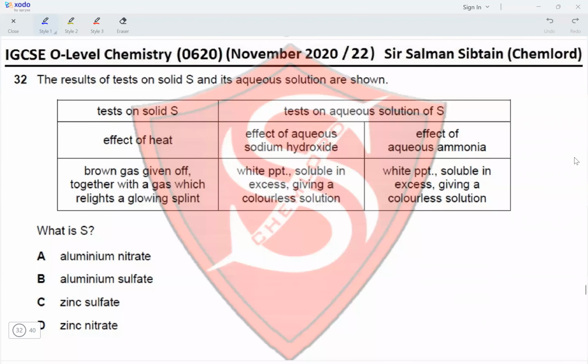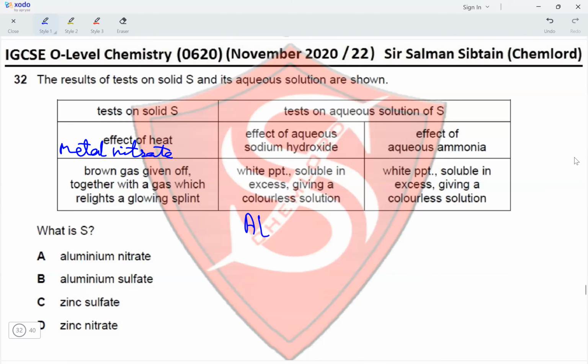Question 32. The results of test on solid S and its aqueous solution are shown. Test on solid S, effect of heat: brown gas given off together with a gas which relights a glowing splint. That means this is a metal nitrate, because decomposition of a metal nitrate produces NO2 gas which is brown in color and also produces oxygen gas which relights a glowing splint. And test on aqueous solution of S, effect of aqueous sodium hydroxide: white precipitate soluble in excess giving a colorless solution.